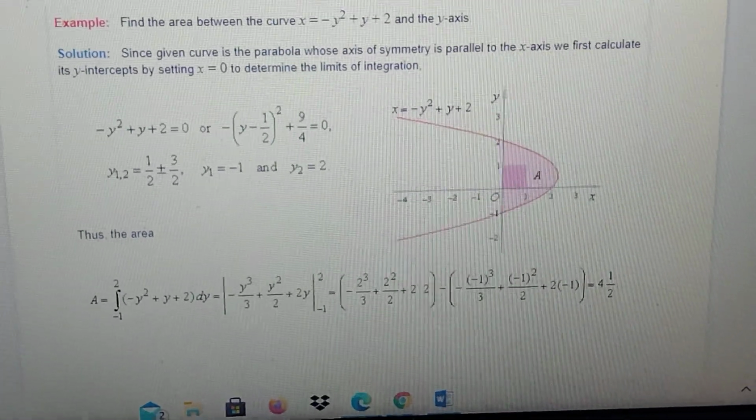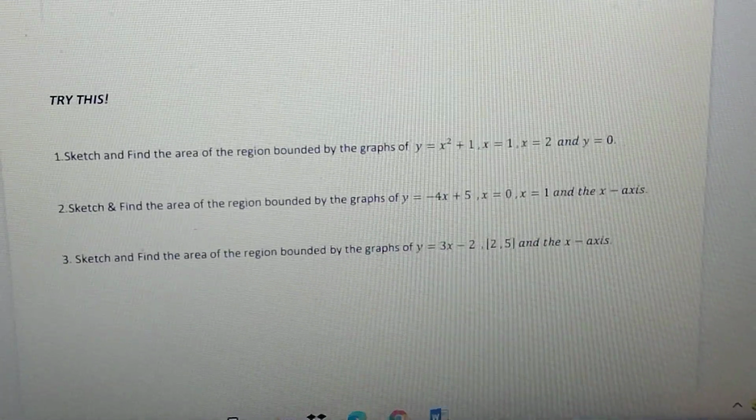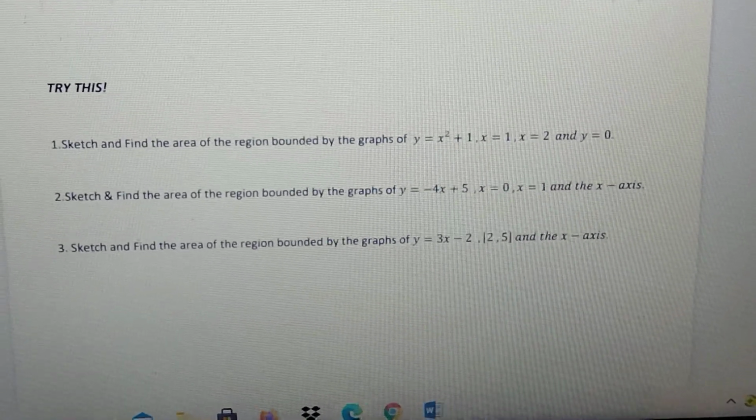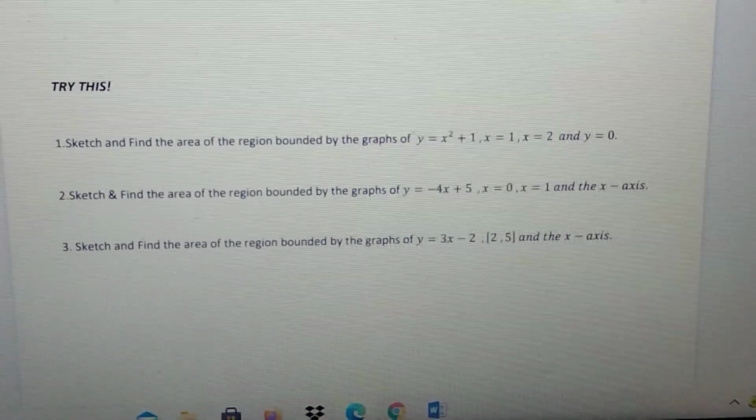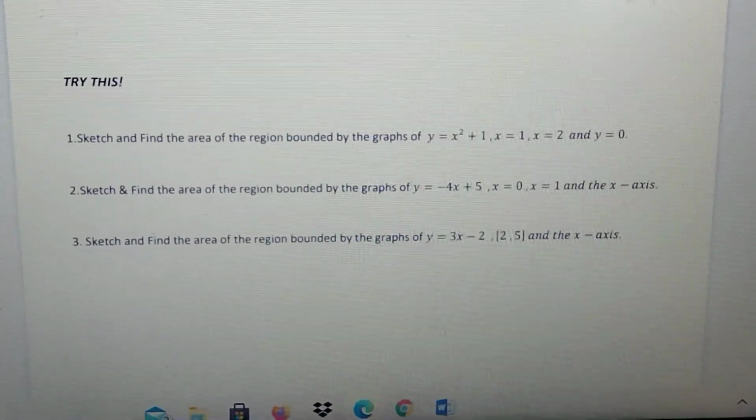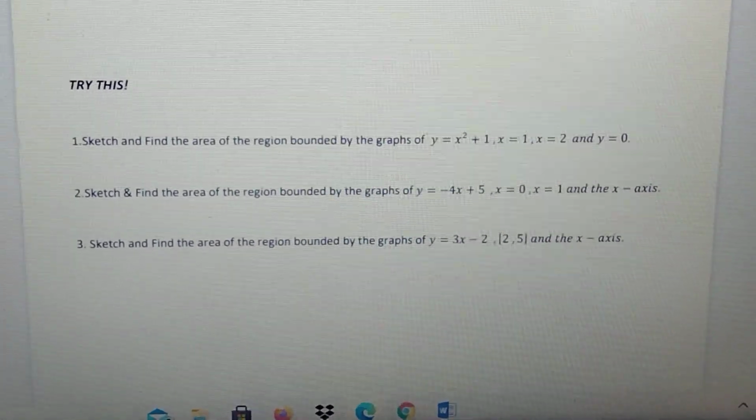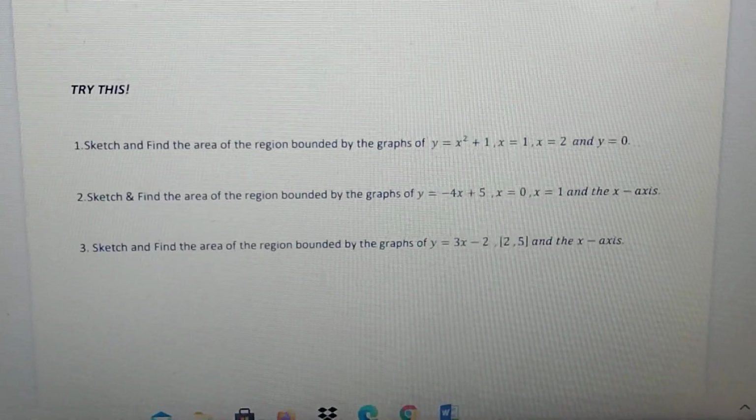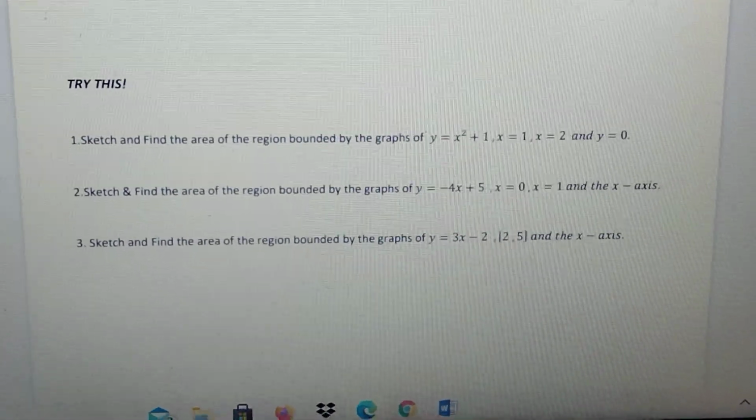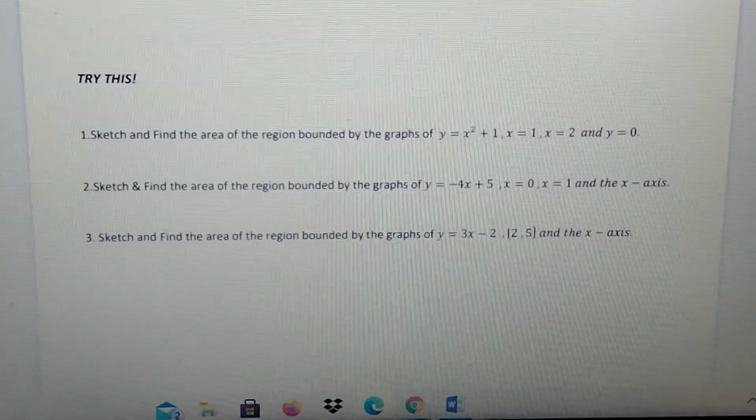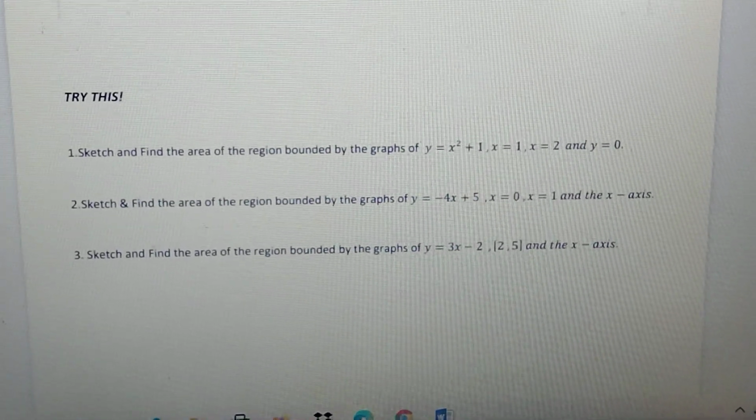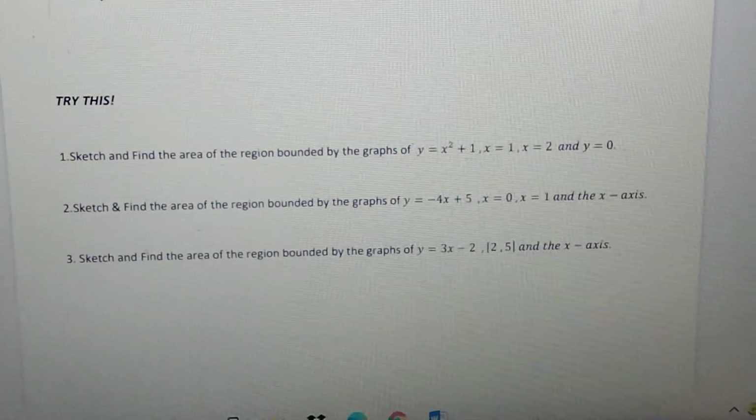To challenge you, we have these following examples. You need to try this one. Like in number 1, sketch and find the area of the region bounded by the graphs y equals x squared plus x, x equals 1, x equals 2, and y equals 0. Simple as that. Try the 3 examples and tell me if you got it.